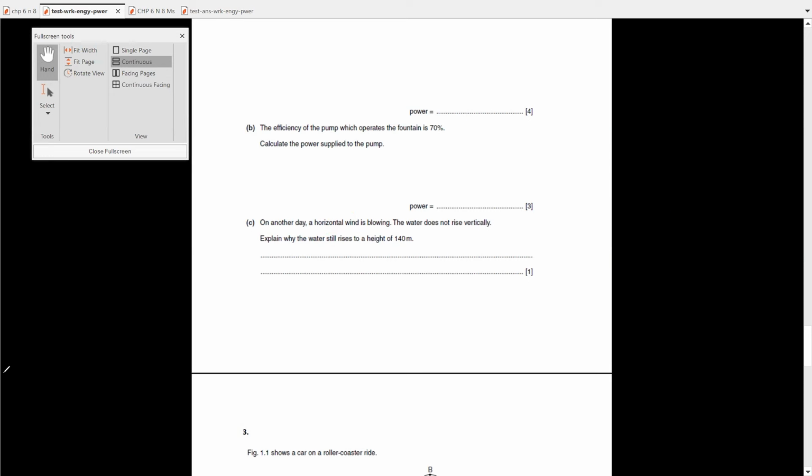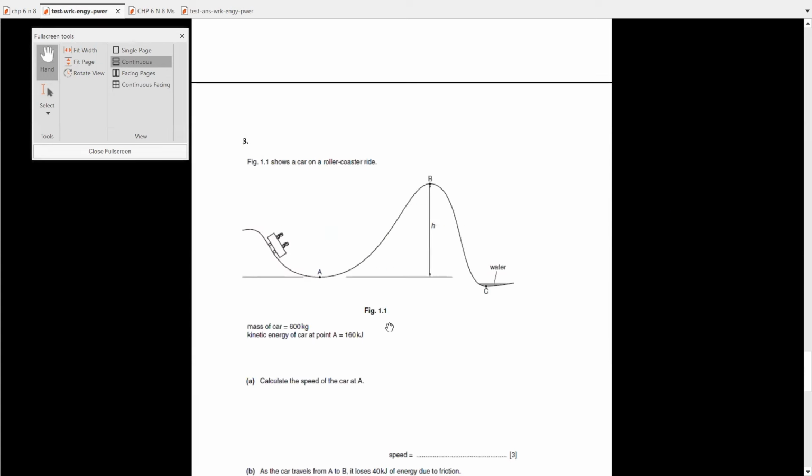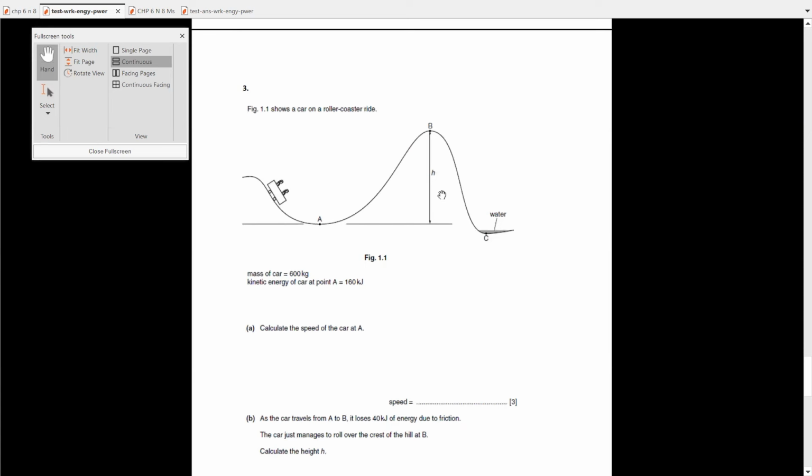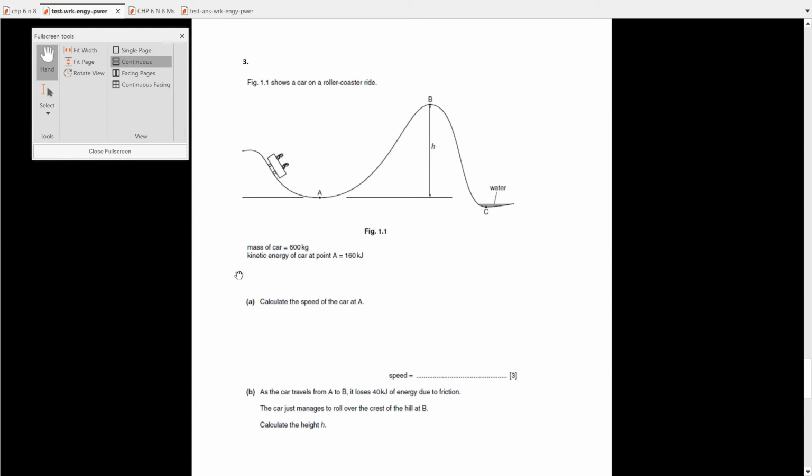Getting on to the next part, we have a good question. With this, we have discussed in the lesson as well that kinetic energy, potential energy, maximum potential energy then converts to kinetic energy again. So let's see what this question has asked.